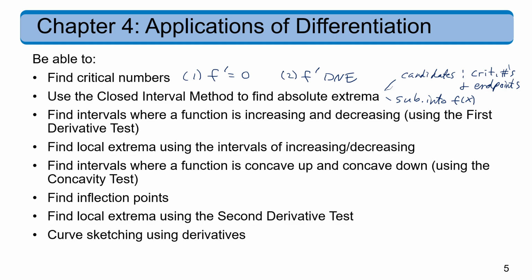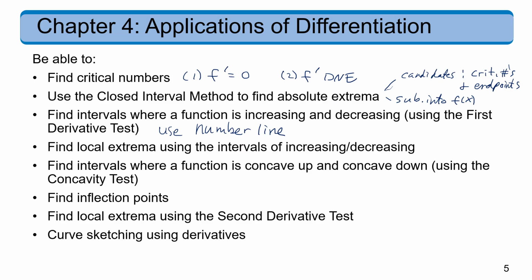Okay, moving on, finding intervals where a function is increasing and decreasing. So the method we learned for that was called the first derivative test. And this was another use of our critical numbers. So you take your critical numbers and you put them on a number line in order from smallest to biggest. So I'll just say here, use a number line. I'm not going to write out all the details of this step, but basically you put all your critical numbers on the number line. That creates subintervals.